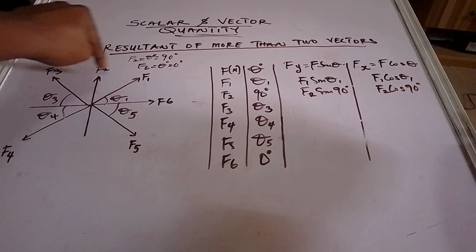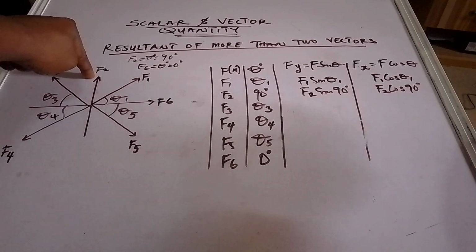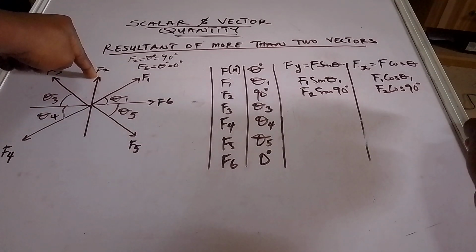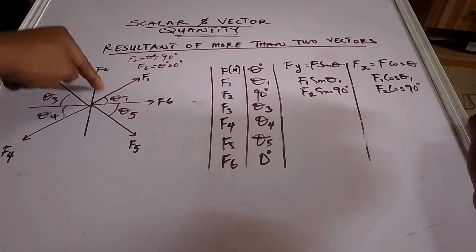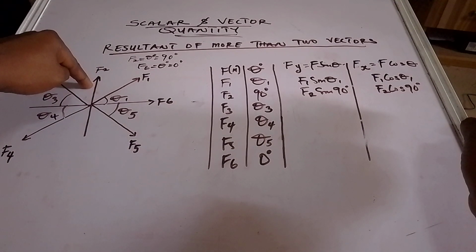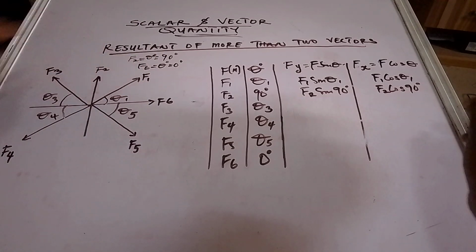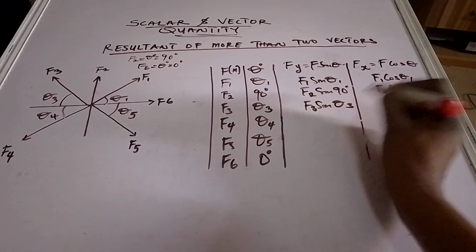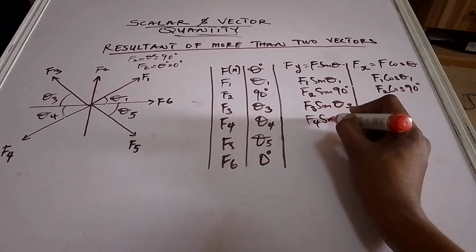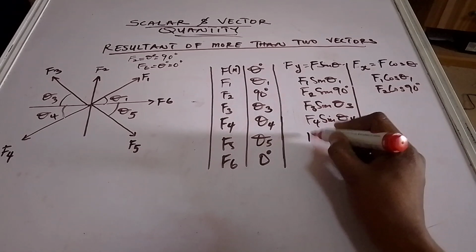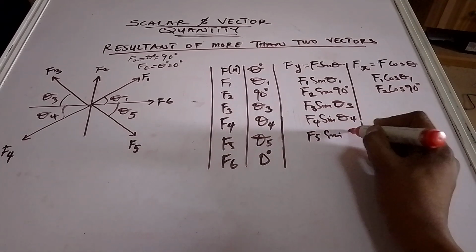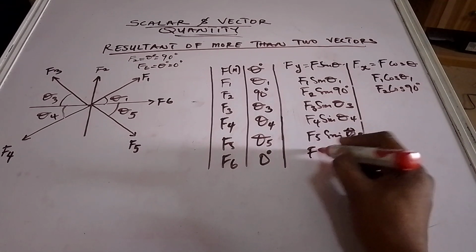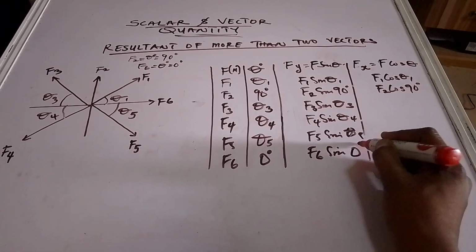Remember, each force, as we are looking at it, has a vertical component and a horizontal component. So this force has a vertical component. Its vertical component is F2 sine theta. And what is this theta? Theta is the angle between that force and the horizontal, which we said is 90 for F2. So for F3 it is F3 sine theta 3. This one is F4 sine theta 4. And this one is F5 sine theta 5. And this one is F6 sine 0 degrees.